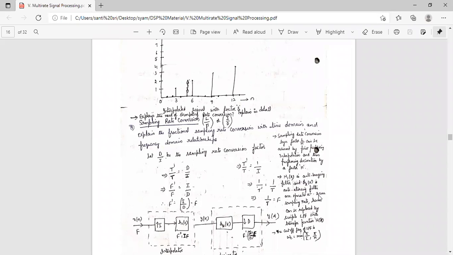Both are operated at the same sampling rate, hence they can be replaced by a simple low pass filter with transfer function H of K, so that the cutoff frequency of the low pass filter is omega c equal to the minimum of pi by L and pi by M.